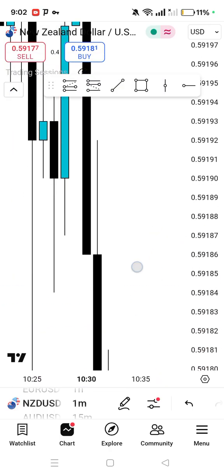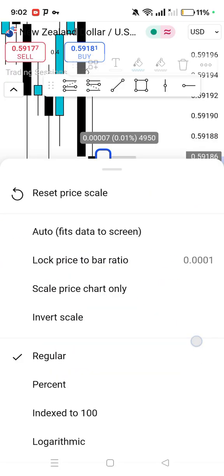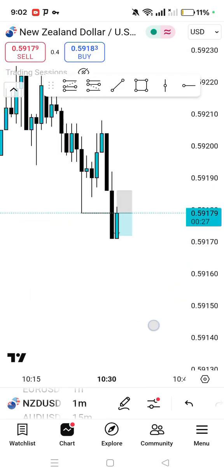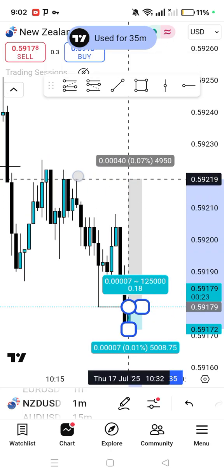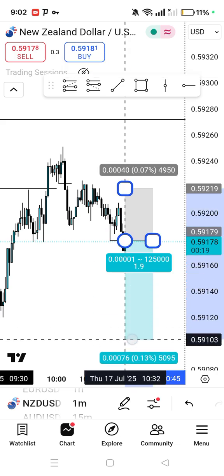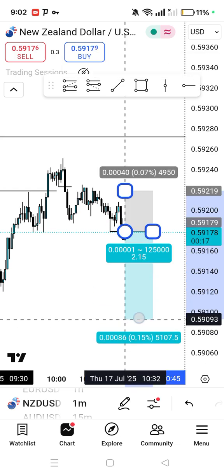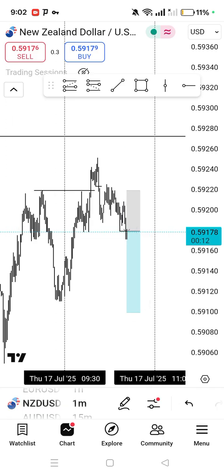I don't expect price to immediately go down. We have a lot of room, so I'm expecting price to go 88 pips lower. That's a pretty big movement for just trading 1 minute candles. But yeah, I'm expecting price to come down here. At least that's what I kind of see.